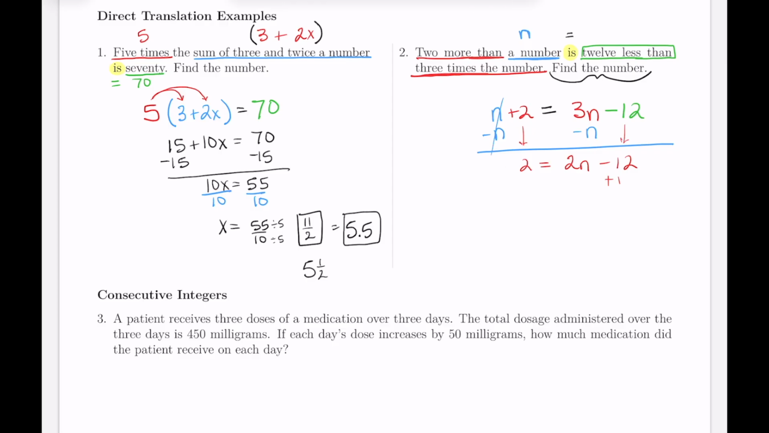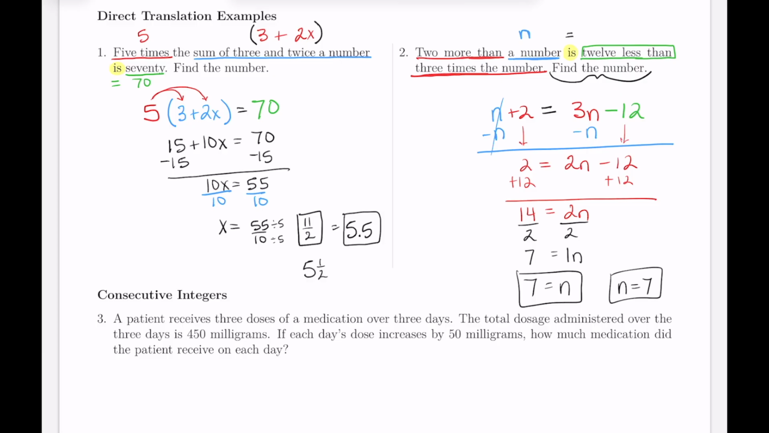After that, I'll add a 12 to both sides, just like this. And what I have is 14 equals 2n. My last step, I want this to be a 1n, so I'll divide both sides by 2. Now I get 1n equals 7, or n equals 7. Don't forget, you can write it as 7 equals n, or n equals 7. Okay, it doesn't matter which side of the equal sign they're on.